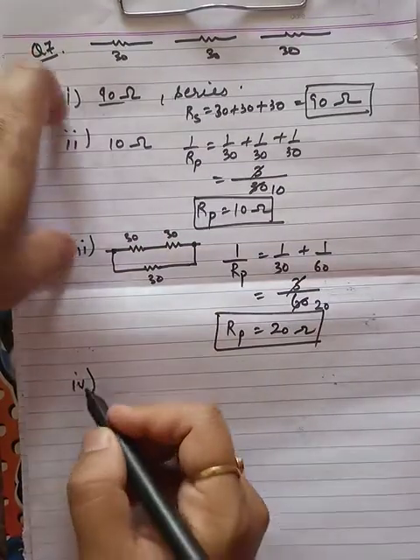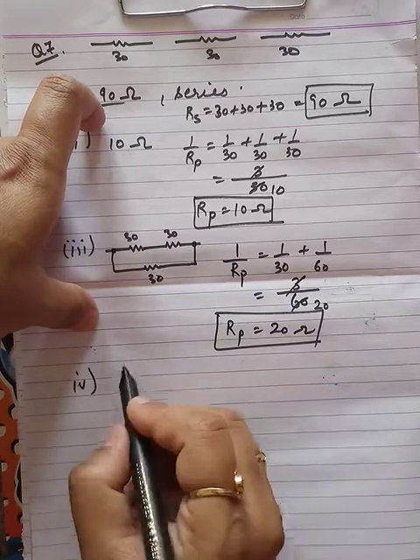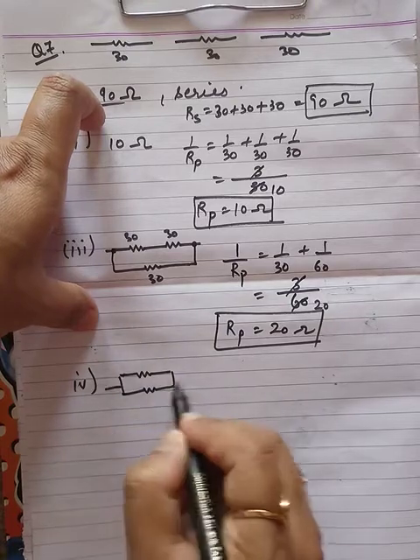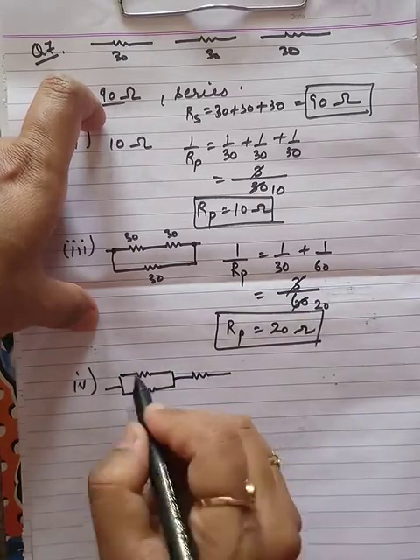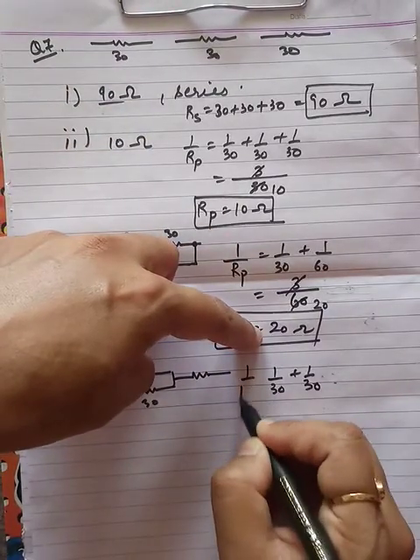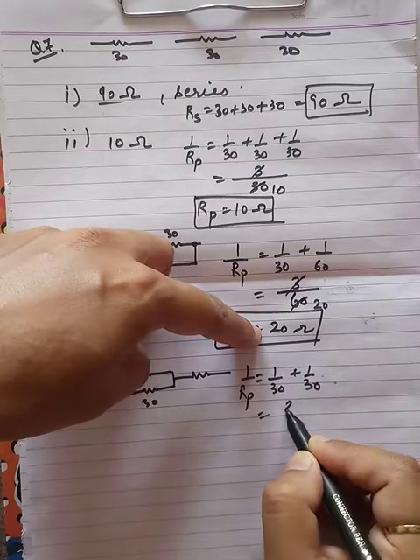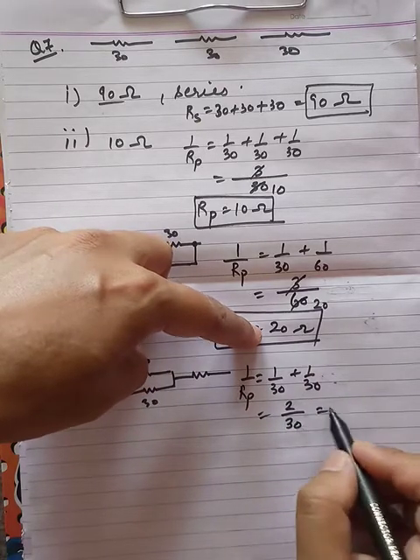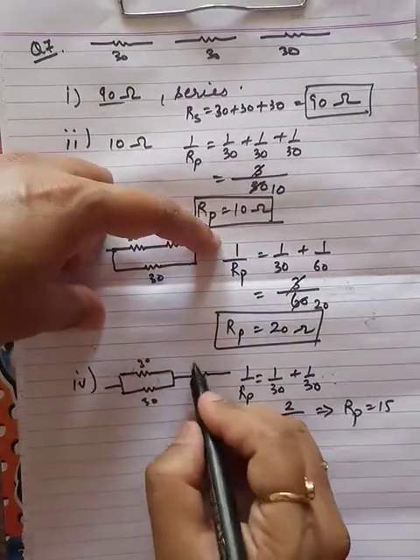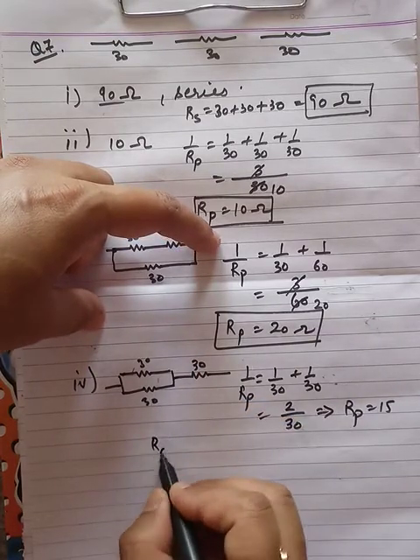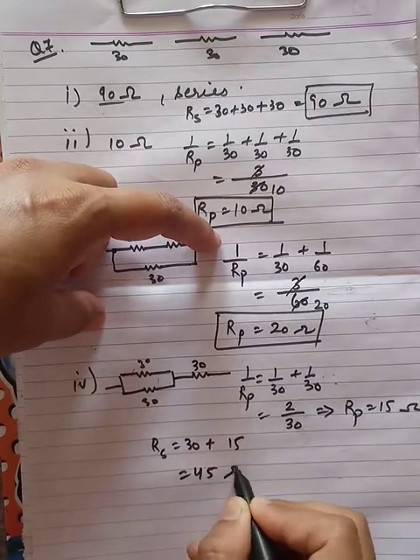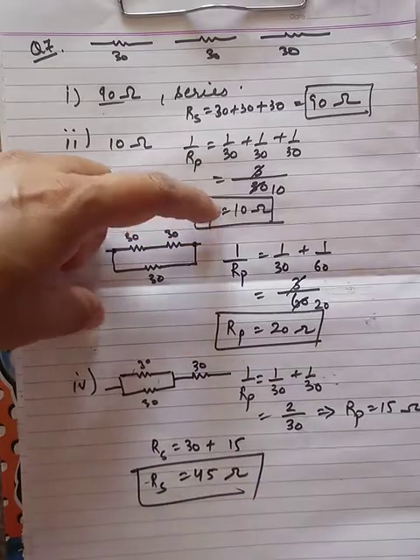And in the fourth part we are getting 45. How will we get 45? In another manner we can connect 2 in parallel and then 1 in series. So 30 and 30 in parallel, that means 1 by 30 plus 1 by 30. How much will we get? It will be 2 by 30, giving Rp equal to 15. So 15 and 30 will be in series. So Rs equals 30 plus this 15 ohm. It will give me 45 ohm, which is required in the question.